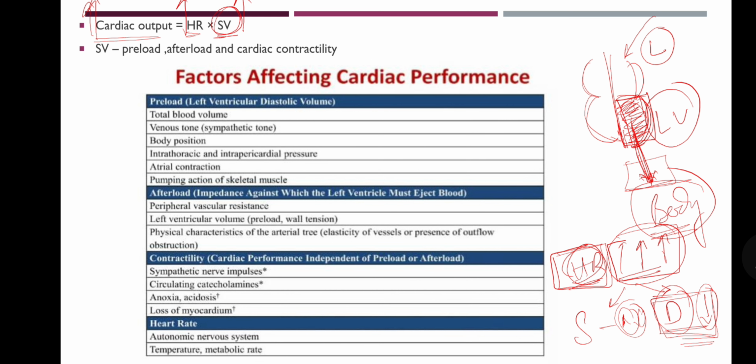It is called stroke volume. So stroke volume mainly depends on three parts: one is preload, one is afterload, and last is cardiac contractility. Preload means the amount of blood which comes from the body. As I said, blood comes from the body into the right atrium, then the right ventricle, then to the lung. Then it comes to the left atrium, then the left ventricle, to the body.